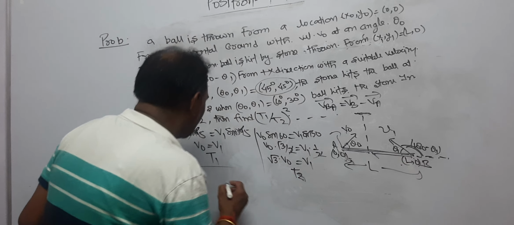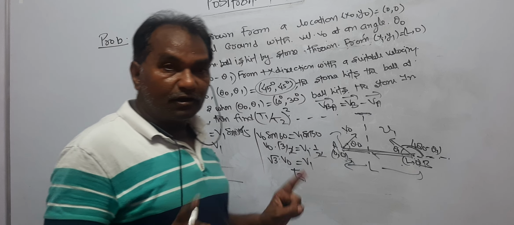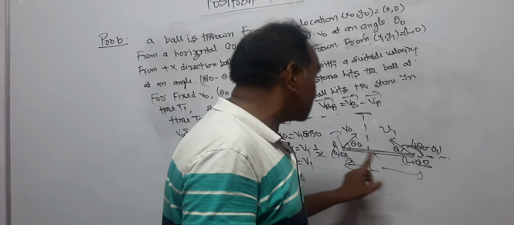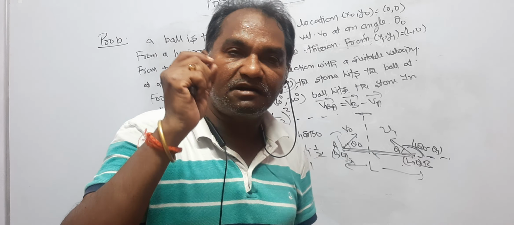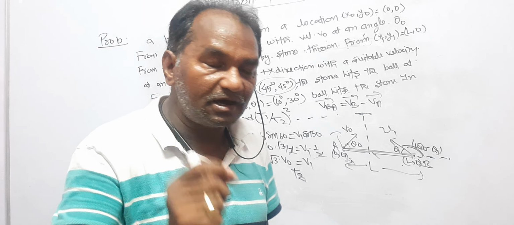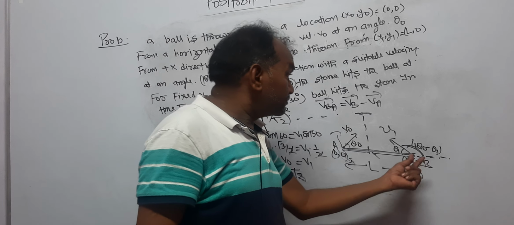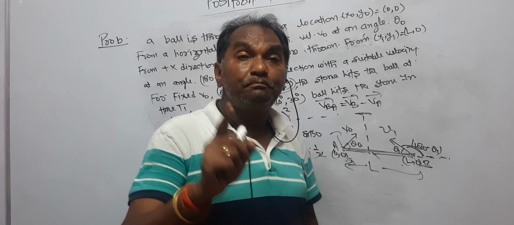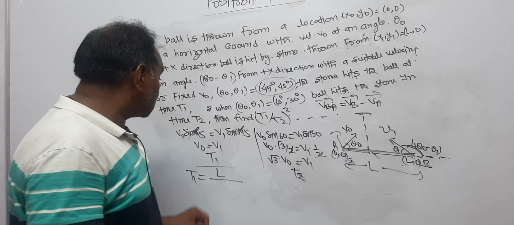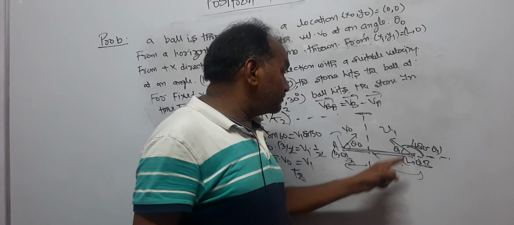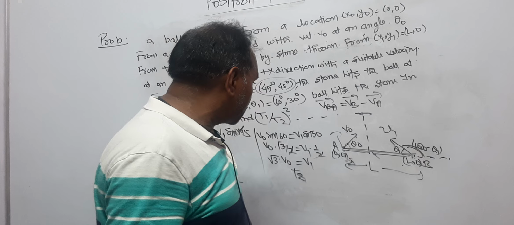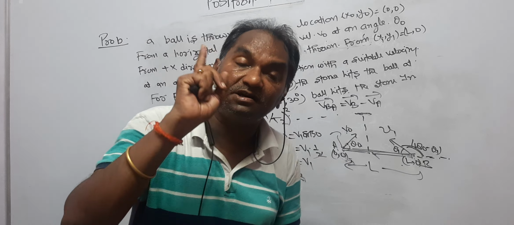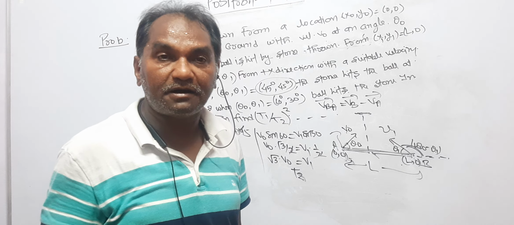Distance is L, upon the horizontal component of velocity, because if A is at rest, and you are considering the relative velocity of B with respect to A, it means A is at rest. So B has to travel this whole distance L in order to hit A with velocity VBA. So T1 is the time in which the stone hits the ball. T1 is equal to distance upon the horizontal component of velocity of B with respect to A, right?